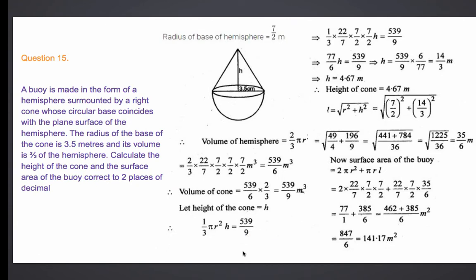Let's take next. Now 14th is homework, students. Let's take the 15th question, what it says. A boy is made in the form of a hemisphere surmounted by a right cone, whose circular base coincides with the plane surface of the hemisphere.